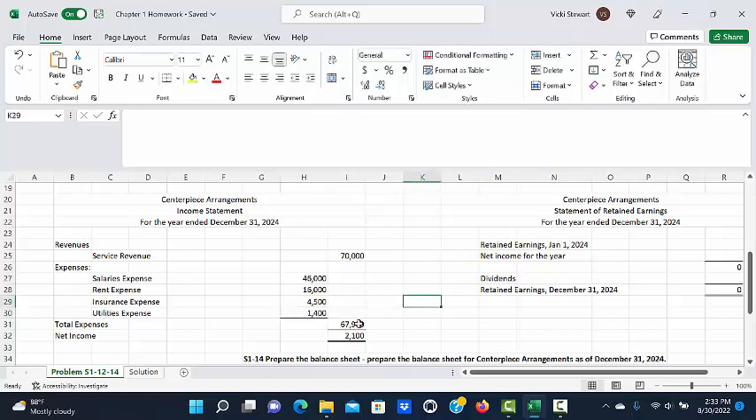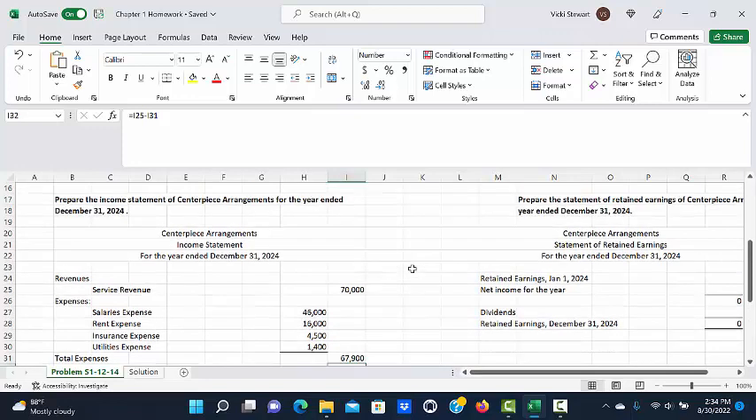The spreadsheet has been adding those amounts together, and so we can see that our total expenses are $67,900. The spreadsheet also has done the math for us to determine that Centerpiece Arrangements had net income for the year of $2,100. Now, how was that determined? We took our total expenses and we subtracted that from our service revenue, and that is how we determined that they had a net income. Now we're going to need that information when we complete the statement of retained earnings.